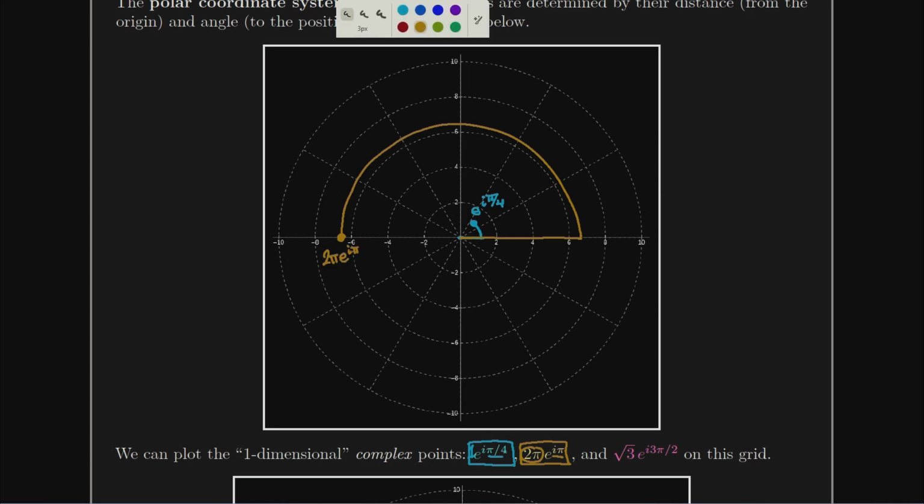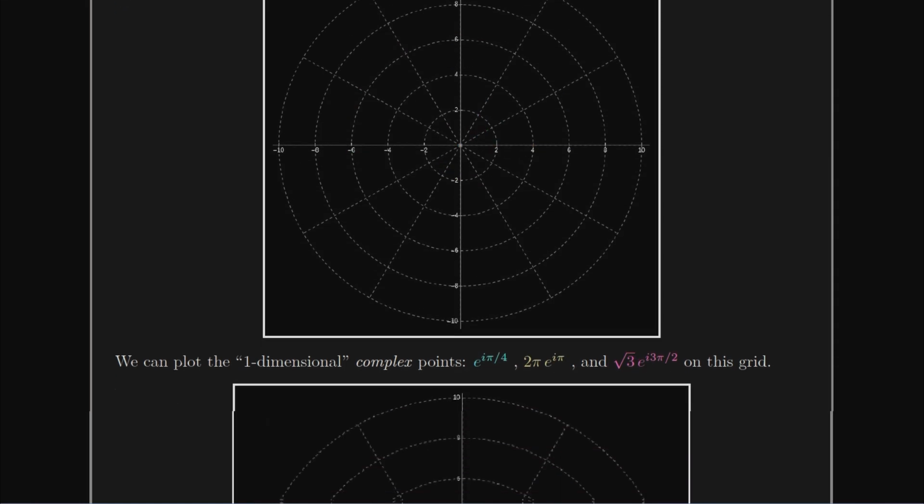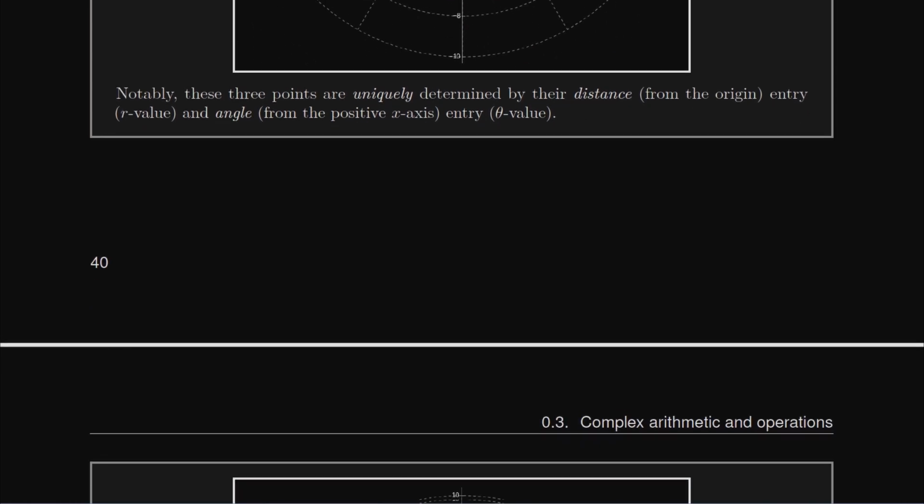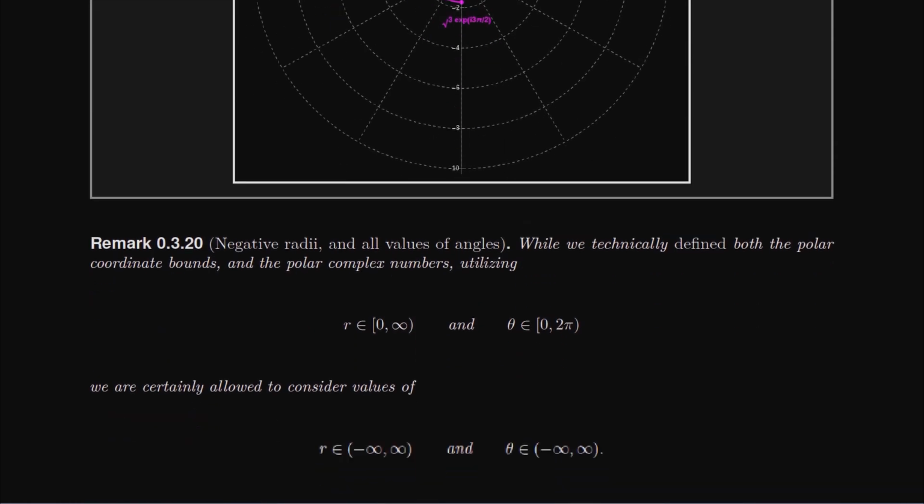And then our final complex point is √3 e^(i3π/2). That says the radius is √3, so we move out by 1.7, and then an angle measurement of 3π/2. We're going to rotate this around 3π/2 radians, and we end up here. This is √3 e^(i3π/2). So that's how we think about these complex numbers written in a polar form with these exponentials on them. We just extract the radius and the angle measurement out of them.